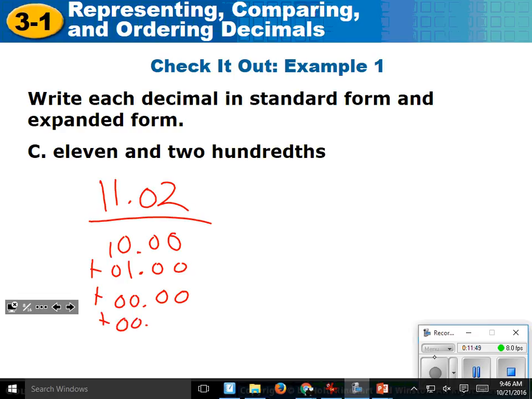Now you don't have to put all those zeros in there. I just did it to help people look at it and see it. If you want to write it like this, that's up to you. Okay.